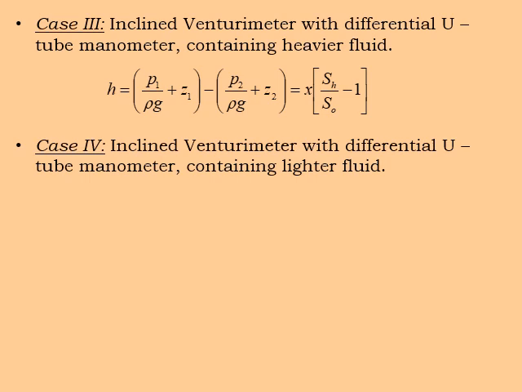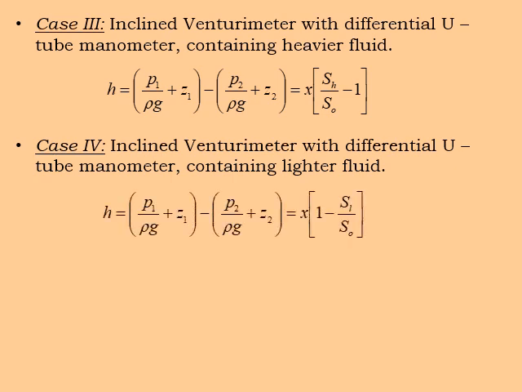Now case 4, inclined venturimeter with differential U-tube manometer containing lighter liquid. So now this equation is like that. H is equals to P1 by rho g plus Z1 minus P2 by rho g plus Z2 is equals to X into 1 minus S of L by S of O. So these are the four different conditions in order to find the H value in differential manometer.